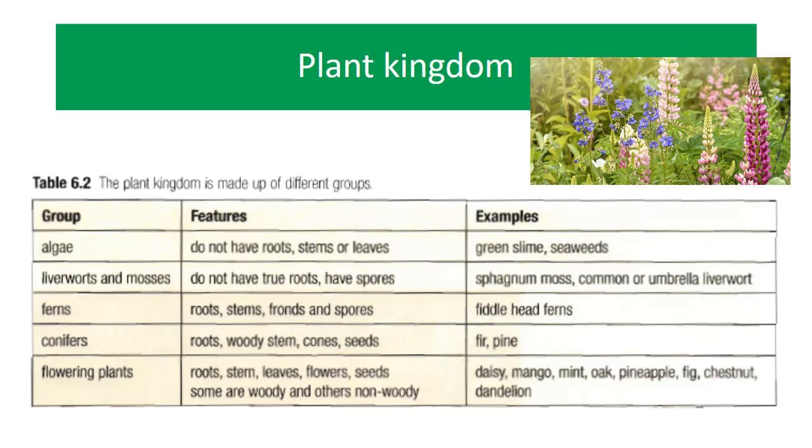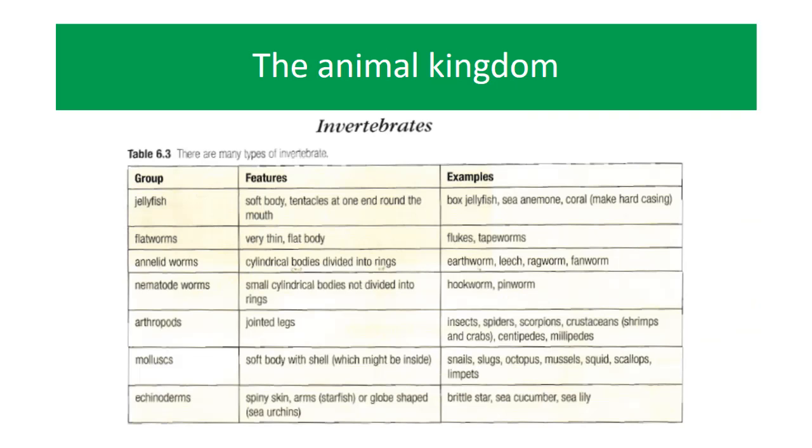The last and the most well-developed plant type is flowering plants, because they have well-developed roots, stem and leaves. Of course, they also have flowers to attract insects and pollinators and so on. And the seeds, some of them are woody and some non-woody, but they are all reproducing. Here you can see different kinds of flowering plants like daisy, mango, pineapple, and so on.